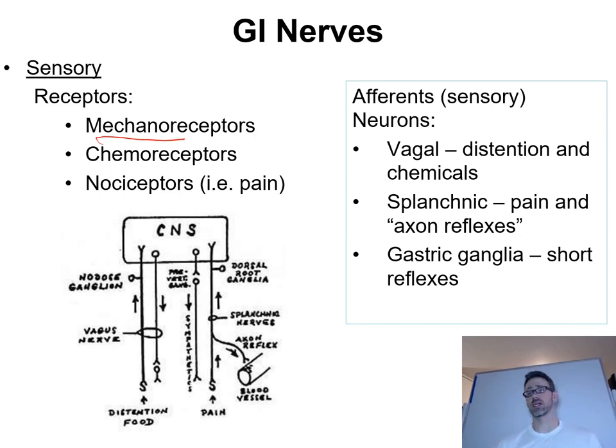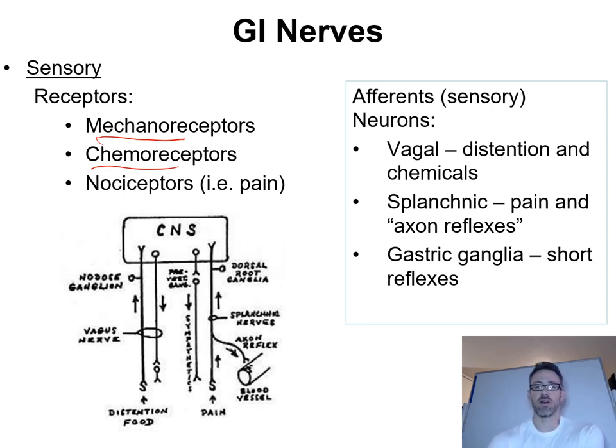A mechanoreceptor example would be distension of the stomach, for example, or distension of the esophagus when there's a bolus of food there. You have chemoreceptors. The chemoreceptors respond to chemicals, like amino acids from digestion may trigger receptors, hydrochloric acid in the stomach could trigger receptors, and so on. Then you have nociceptors, and nociceptors are the pain receptors. So we do have the sensation of pain in our stomach, as we're well aware.